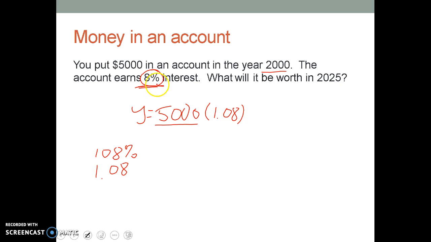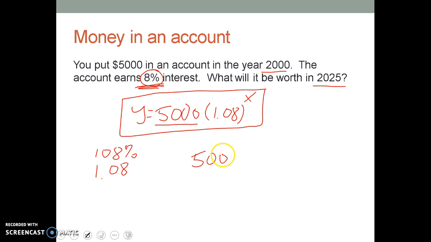So if it's an 8% interest, then we would have to multiply 8% more than 100%, which is 108%, to the x power. And so after 1 year, the x would just be to the 1st power. But after 2 years, it'd be to the 2nd power. In the year 2025, that's 25 years later. So to figure out that exact amount, we would start with $5,000, we would multiply it times 1.08 to the 25th power.